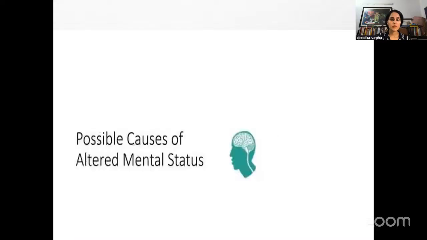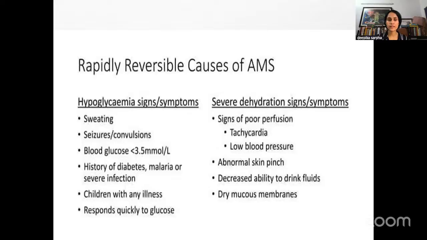The possible causes of altered mental status, in terms of various combinations of signs and symptoms, include the rapidly reversible causes of AMS, which should be the ones we target, because if we treat these, we are preventing permanent structural damage to the brain. So hypoglycemia is the important one, where the patient will present with sweating, seizures or convulsions, or even non-convulsive status epilepticus.